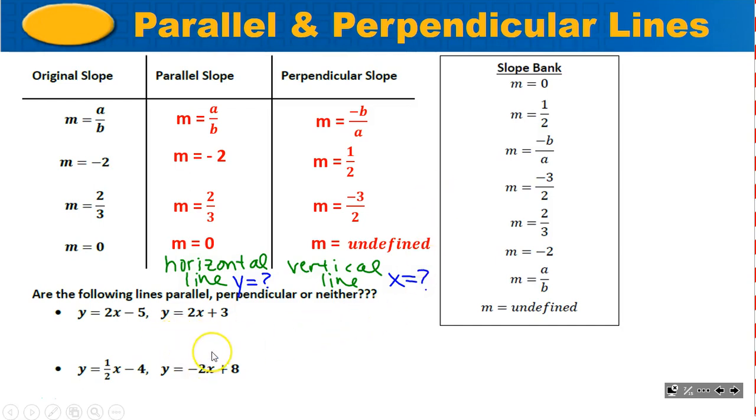So let's answer this question down here. Are the following lines parallel, perpendicular, or neither? Okay, so we need to look at these slopes here. So this is y is equal to 2x minus 5 and y is equal to 2x plus 3. I notice that the slope here is 2 and the slope here is 2.